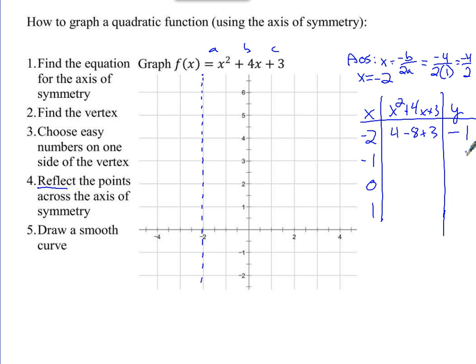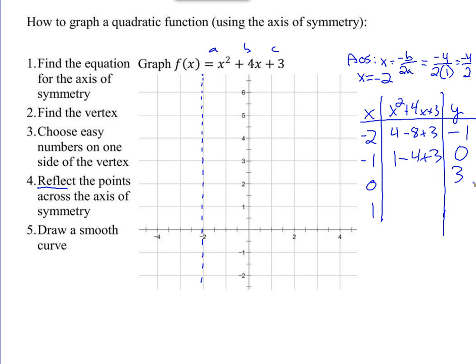So now we take negative 1 and plug it in. What's negative 1 squared? 1. What's negative 1 times 4? Negative 4. And then the plus 3. So we have 1 minus 4. What is that? Negative 3 plus 3 is 0. Okay, now I plug in 0. What's 0 squared? What's 0 times 4? So what do I get here? 3. That's an easy one.